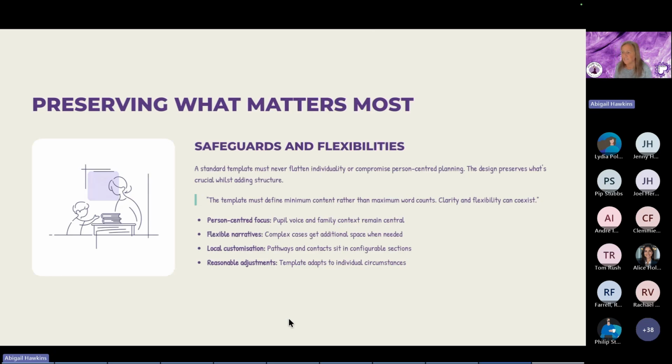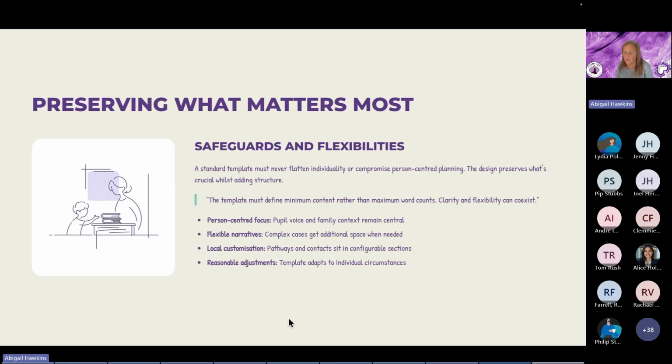Preserving what matters most to us. So there I'm kind of talking about what we can't lose if we have a single template. So we can't flatten the individuality or compromise person-centred planning. And somebody further up asked Andre a question, and they kind of touched on this. Yes, a standard template is amazing, but actually, would parents prefer something that is personalised to their child? I think there is still scope for that within a standardised template.